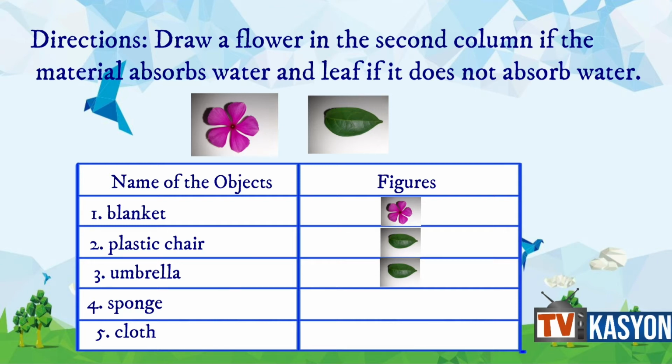Sensational answer. For number 4, the sponge absorbs water, so it's a flower. For number 5, a cloth absorbs water. Therefore, the answer is flower. That's fantabulous, kids!